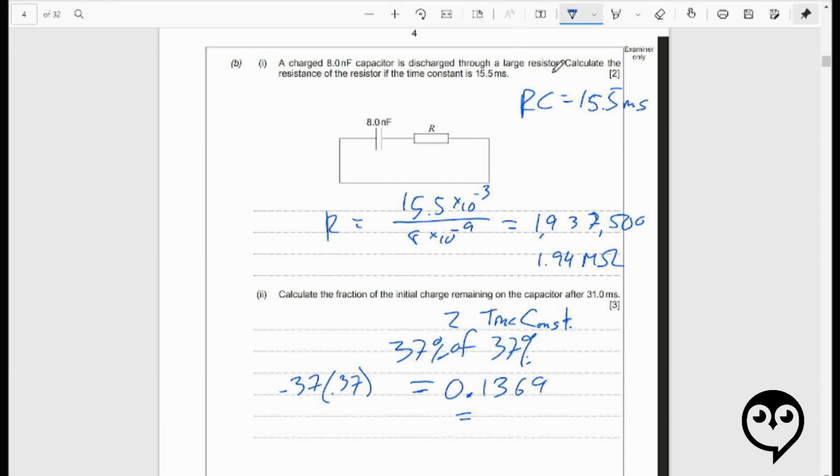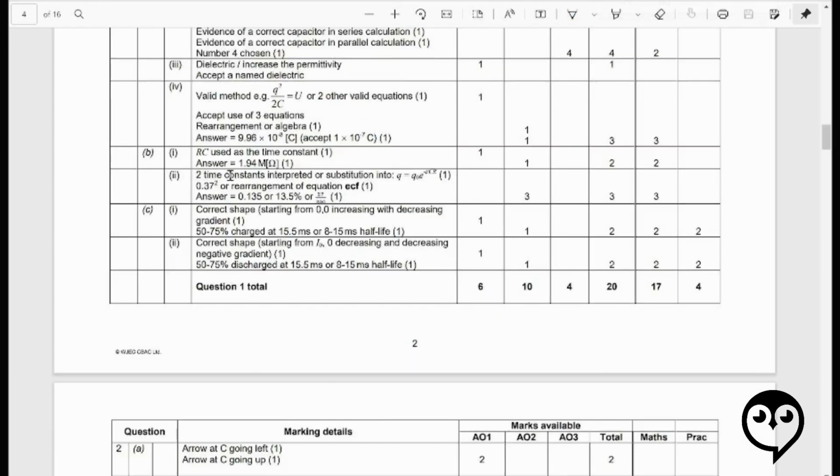Now, it's 3 marks. What else are they looking for? 2 time constants interpreted. Yep. Okay. Or we could substitute into the equation if we wanted. 0.37 squared, or rearrangement of the equation. And there we go. Now, we gave an answer. Okay, so they get 13.5. Why do I get 13.69? They get 13.5. That seems a bit weird. If you get 0.37 squared, you won't have that.